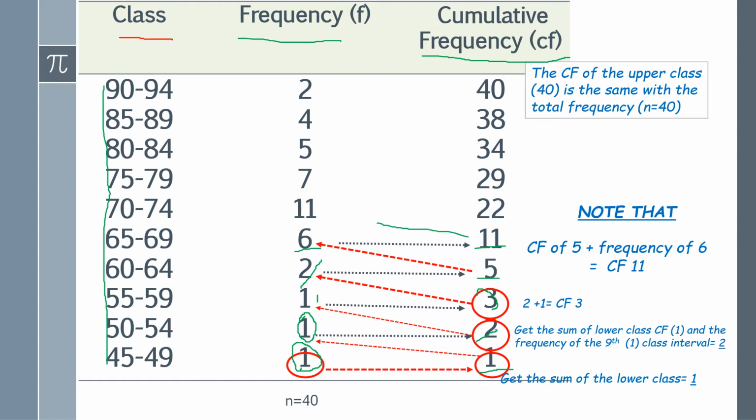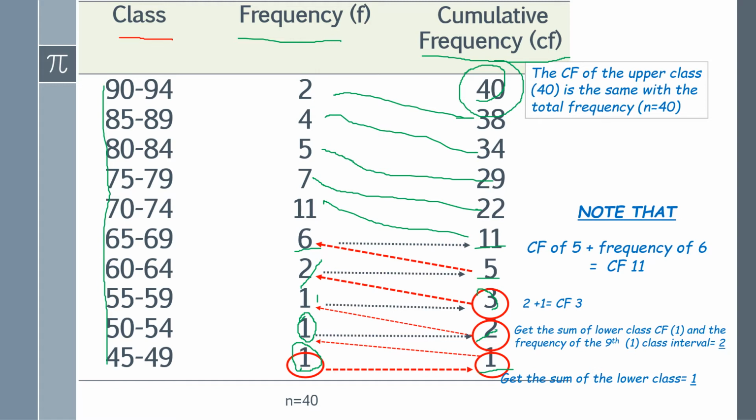11 plus 11 is equal to 22. 22 plus 7 is equal to 29. 29 plus 5 is equal to 34. 34 plus 4 is equal to 38. And 38 plus 2 is equal to 40. And note that the uppermost cumulative frequency count should be the same as the total number of frequency.